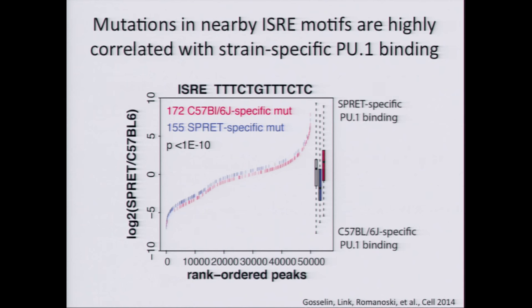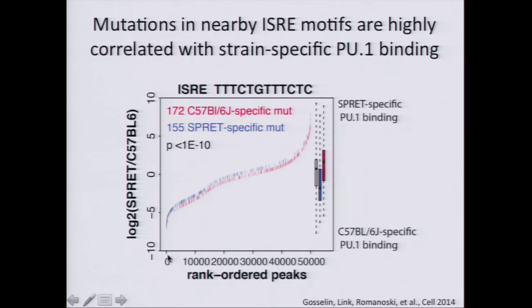And the approach that she took was to look at the expression of all of the transcription factors that are expressed in the macrophage. She selected the top 100 most expressed factors. She identified their motifs, and then she basically looked for the presence of that motif in the vicinity of PU.1 and asked whether or not that motif had a variant comparing one strain to the next. And so an example of this is shown here.